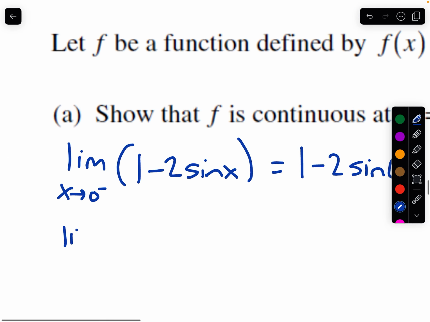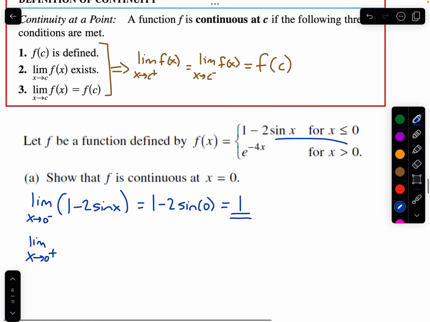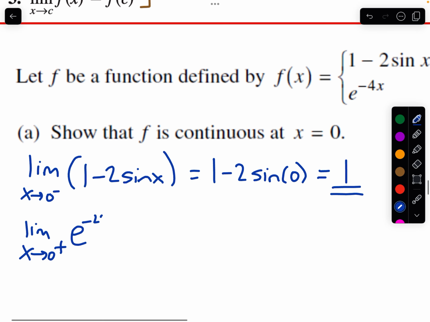Let's check the limit as x approaches 0 from the right. Now, approaching 0 from the right, we're looking at this piece of the function. That's e to the power of negative 4x. Well, if we make a direct substitution here, that's e to the power of 0, which is also 1.